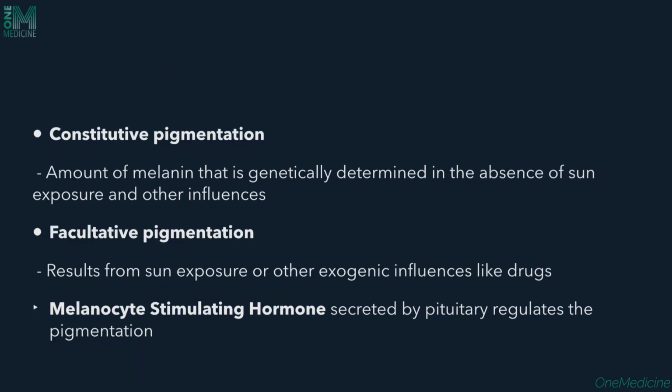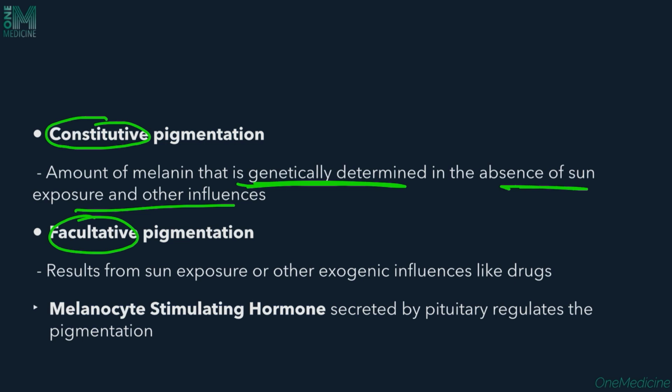There are two types of pigmentation basically. We have constitutive pigmentation and then we have facultative pigmentation. Constitutive pigmentation is where the amount of melanin is constant, genetically determined in the absence of any exposure. That is the skin color that the individual is born with, which is constant. Whereas facultative pigmentation is the tanning or the burning that he gets post sun exposure or exogenous factors like drugs.